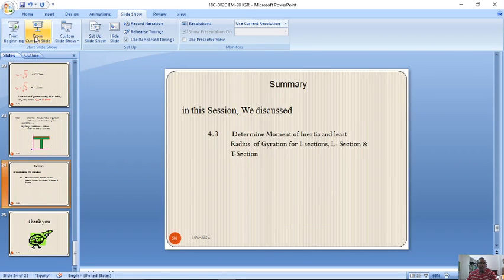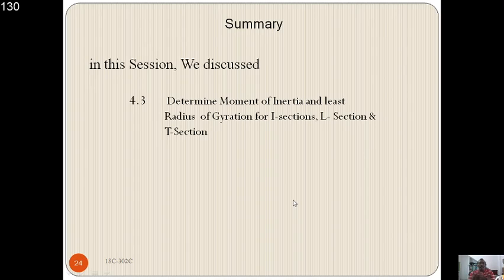So in this session we understood how to determine the moment of inertia and least radius of gyration for the I section and L section, and a similar procedure is applicable for the T section also. So solve the same thing for the T section.